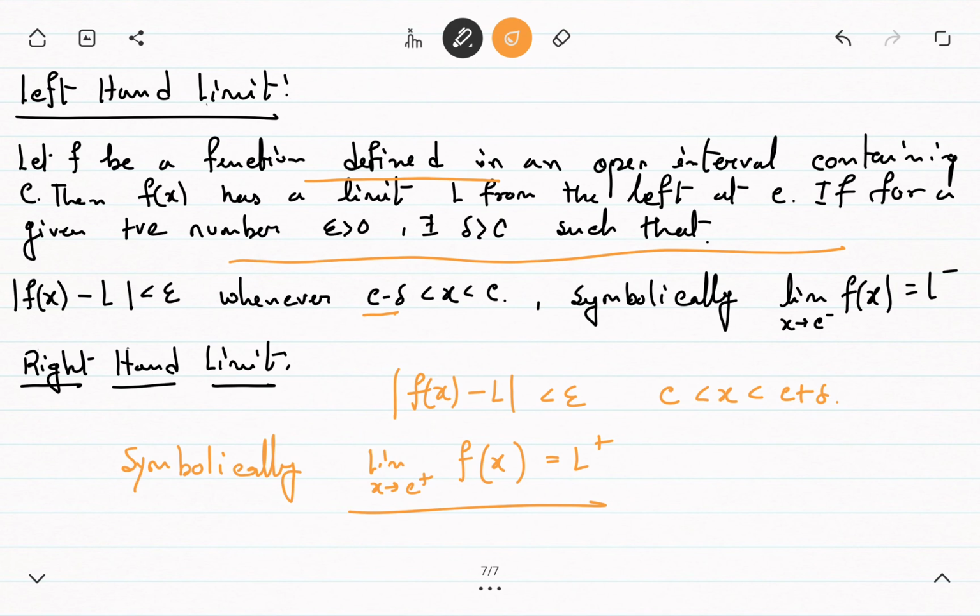So this is what we define. In the definition of limit, we know that a limit exists if and only if both the one-sided limits exist and are equal. Okay, so we'll write that.